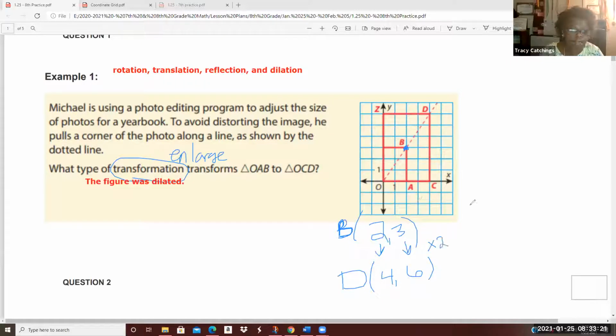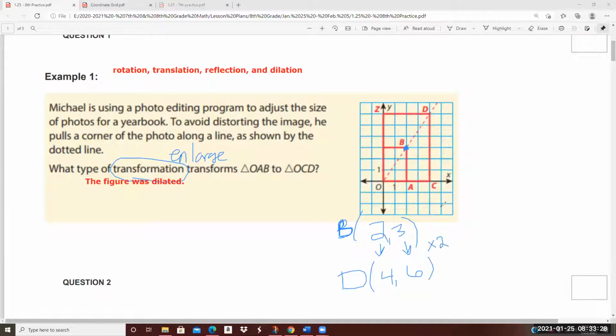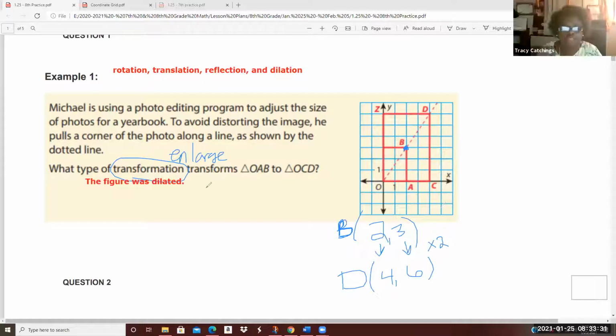Good job. All right, so it moved by 2. So we would then say the figure was dilated with a scale factor of 2. And I know it would have to be a number larger than 1 because the figure was enlarged. Any questions about it? Anyone still need anything?